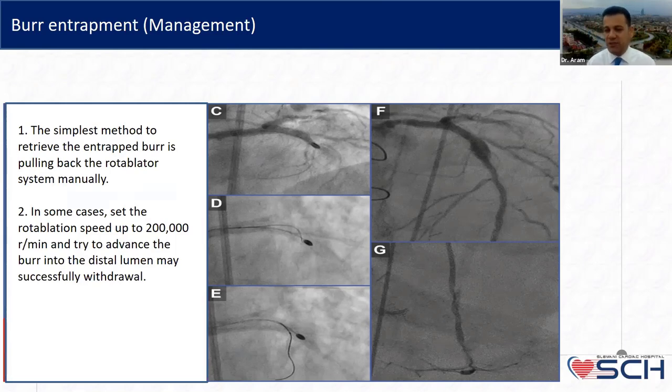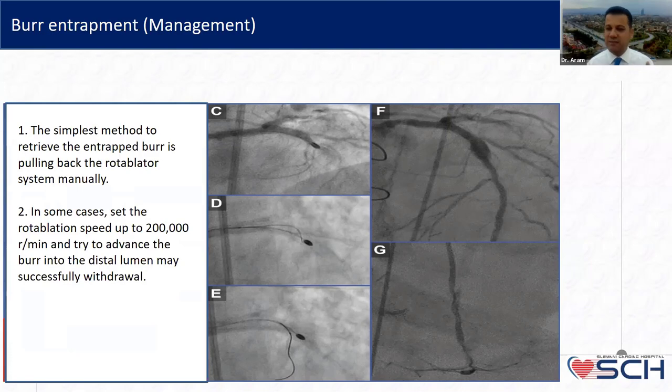We had some dissection, but fortunately we could cross the lesion again and stent the proximal part, because we still hadn't made a rotational atherectomy. So we just stented the dissection and we saved the life of the patient. So the simplest method is to withdraw all the system together outside the coronary artery.